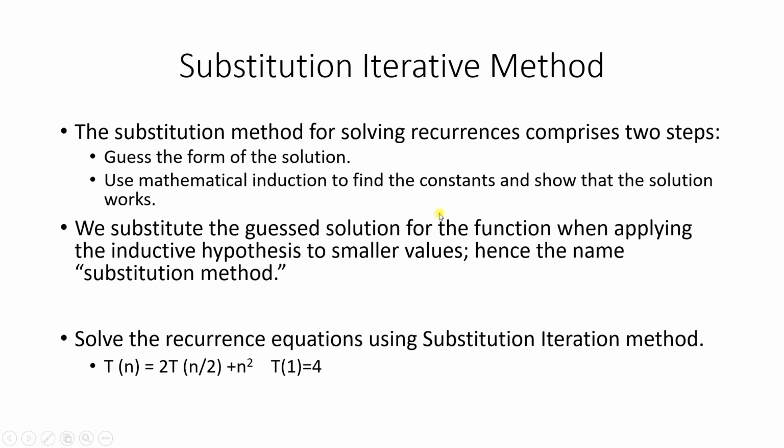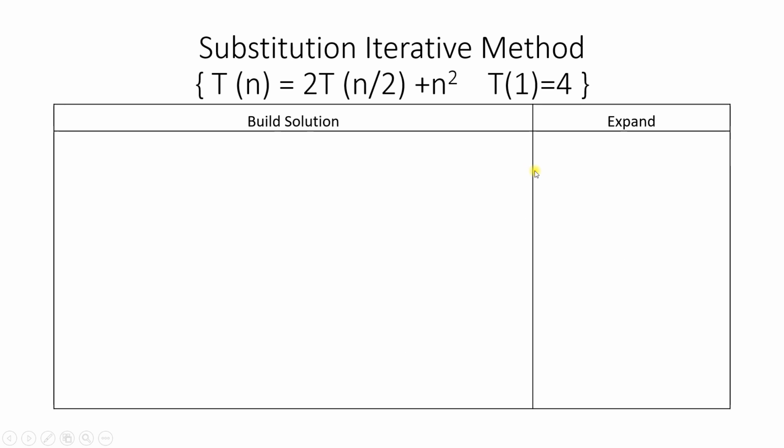So let's quickly move on to the solving of an equation. Let's suppose we have an equation T(n) = 2T(n/2) + n², where T(1) = 4, and we are going to apply the substitution iterative method upon it. First we divide our page into two parts, the solution part and the expansion part.